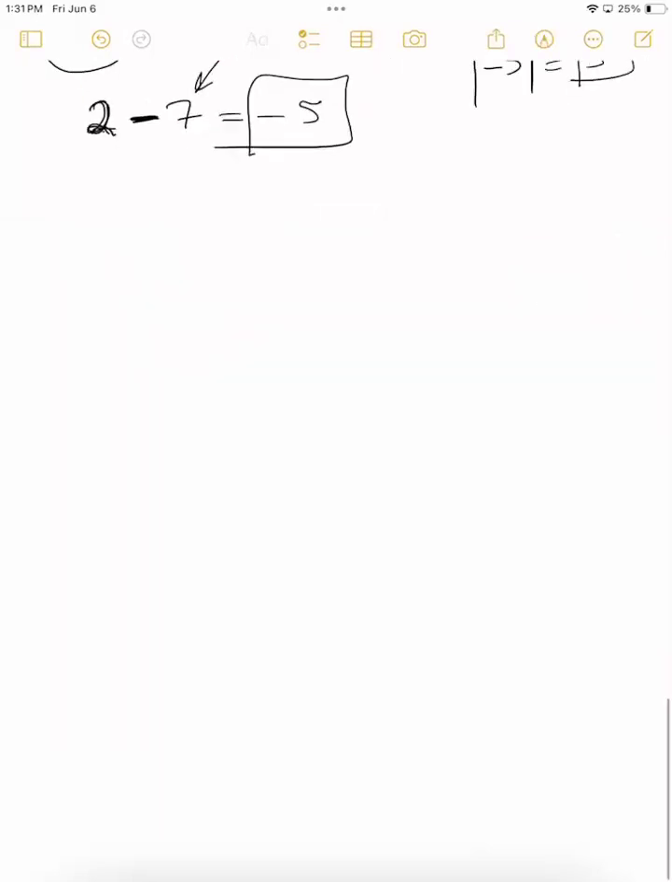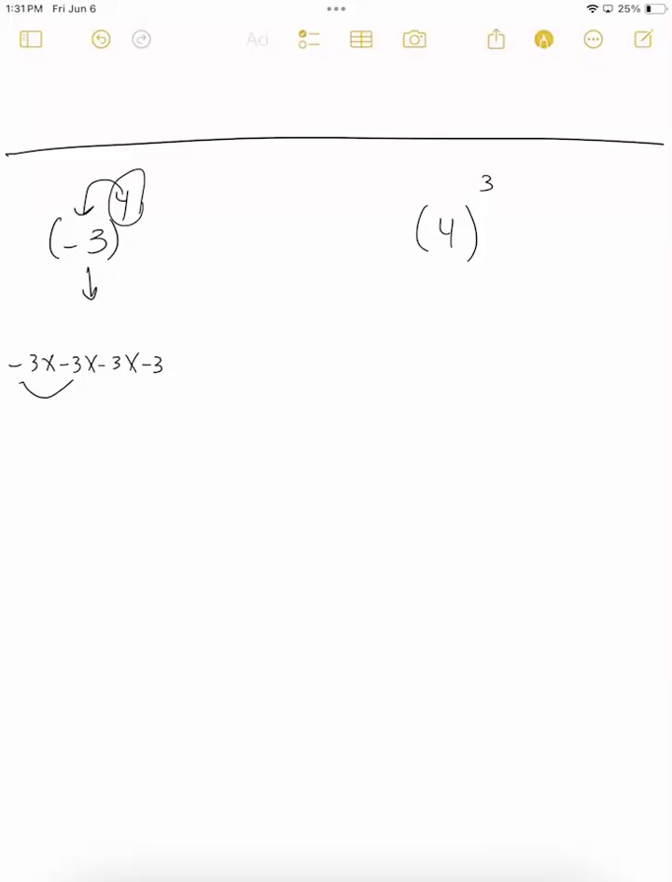Next problem, we have negative 3 to the power 4. And then we have another one, 4 to the power positive 3. Remember, this means repeat this number 4 times. Negative 3 times negative 3 times negative 3 times negative 3. That's what it means. So negative times negative is positive, 3 times 3 is 9. Negative times negative is positive, 3 times 3 is 9, 9 times 9 is 81. So the answer is positive 81.